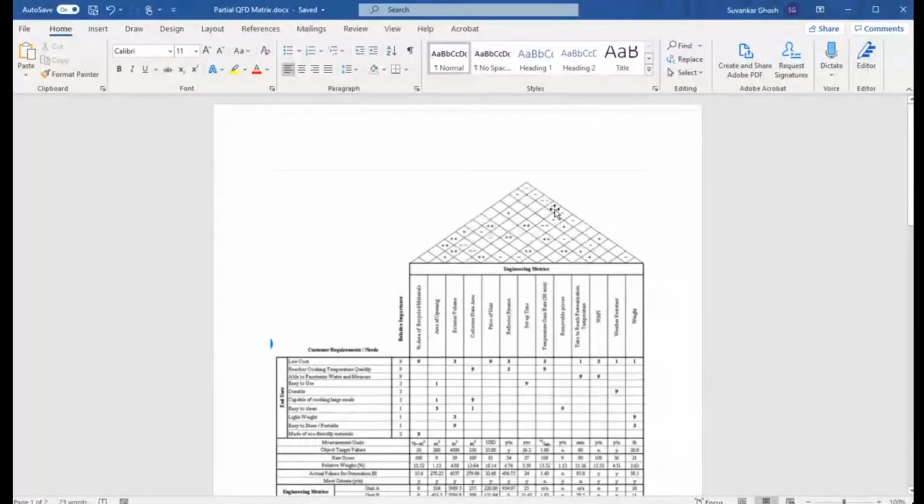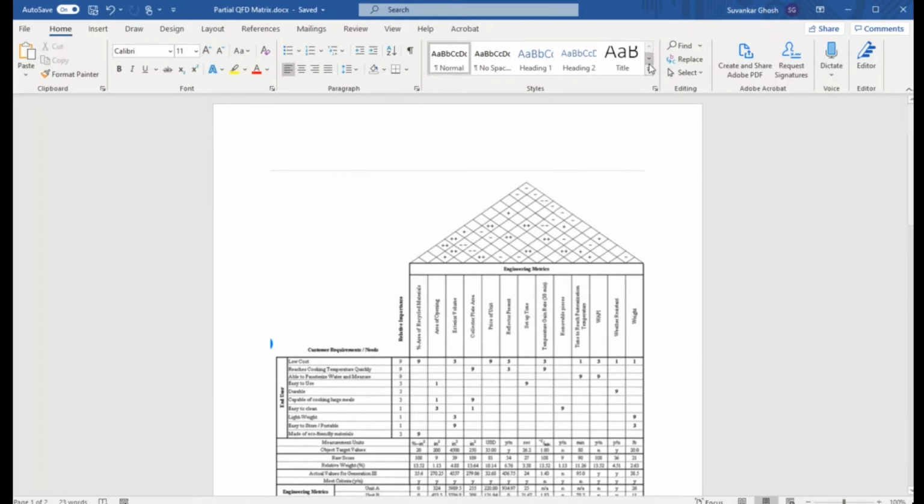So before I take your questions, let me actually clarify something myself. I've asked you to build what's known as the QFD matrix. However, I'm not asking you to build the QFD matrix as it is known in the industry. It's a modified form of the QFD matrix that I'm asking you to build in this particular case assignment.